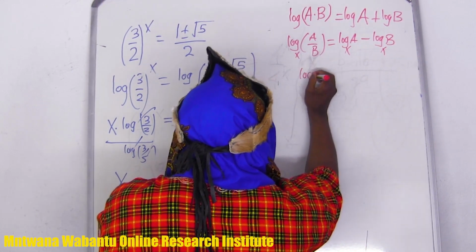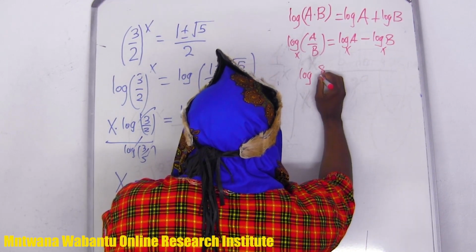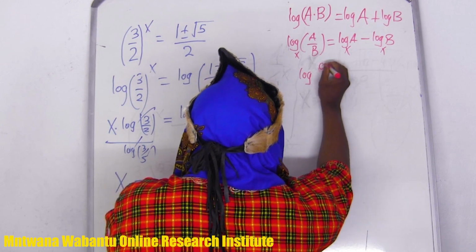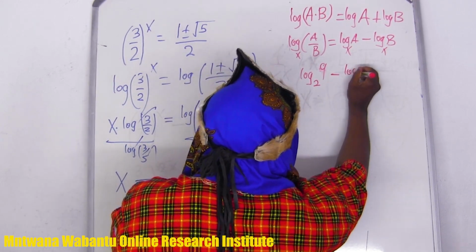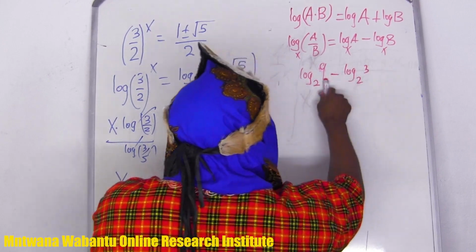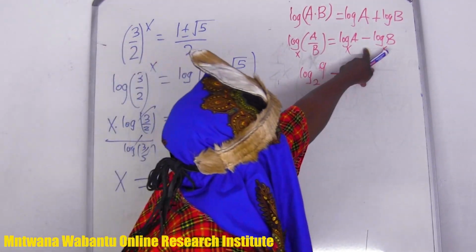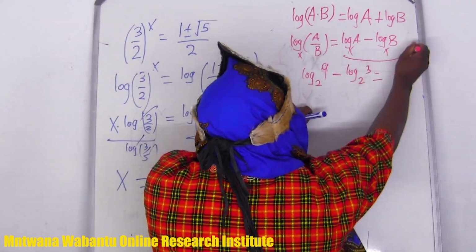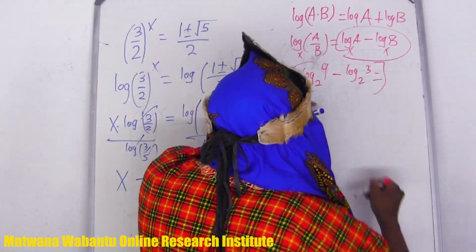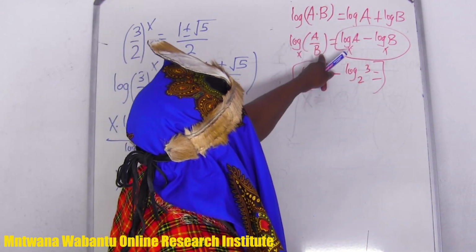That means, for example, somebody gives log, let's say log of 9 under base 2, minus log of 3 under base 2. You see, this is minus. It's like the reverse of this. So if you reverse, minus means you're going to divide. So if you reverse the process, you're going to say a over b.